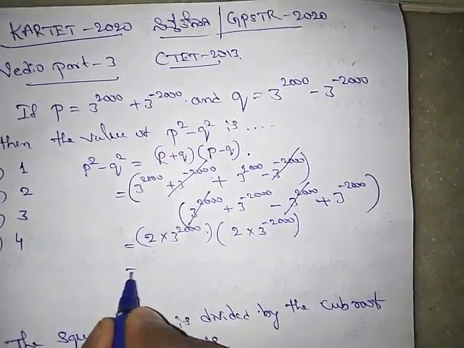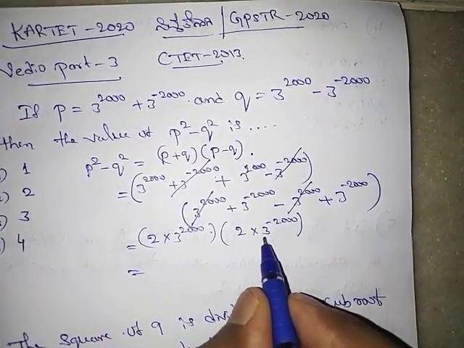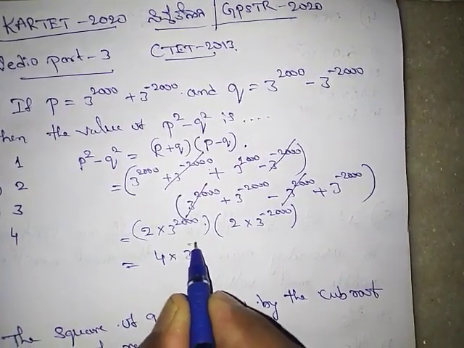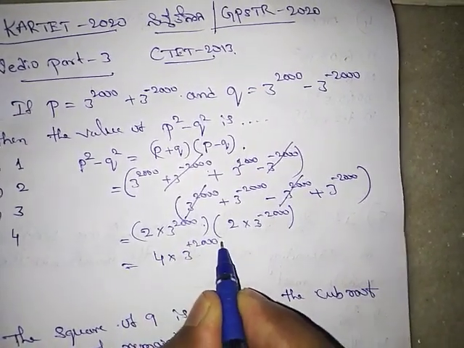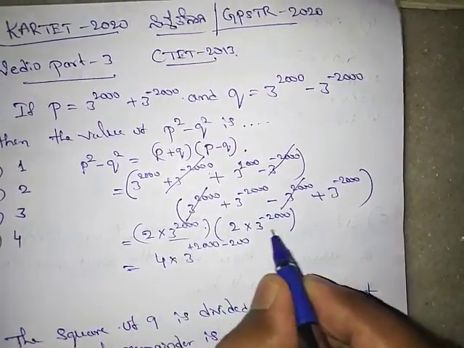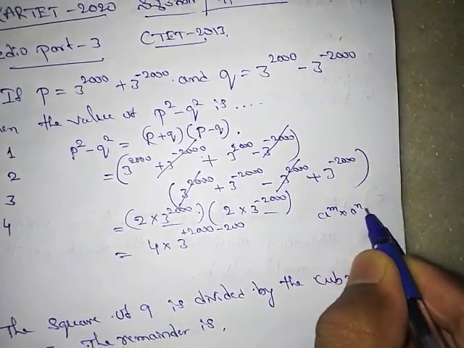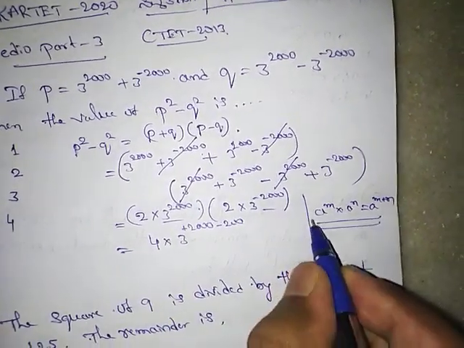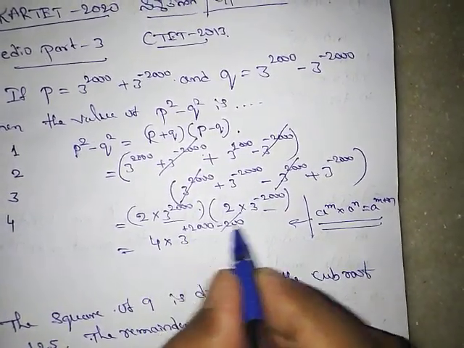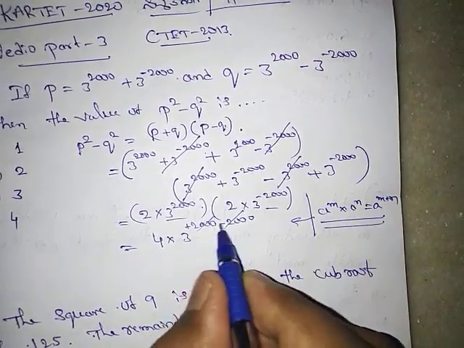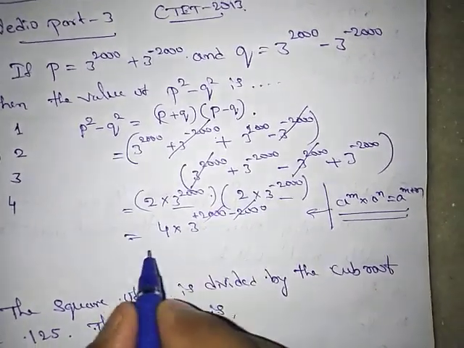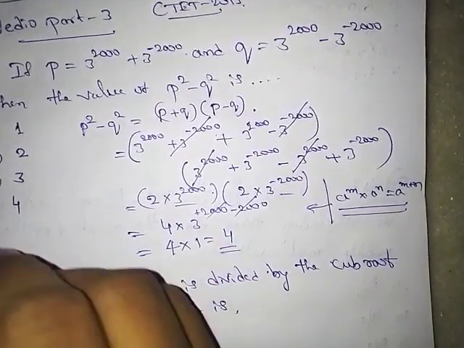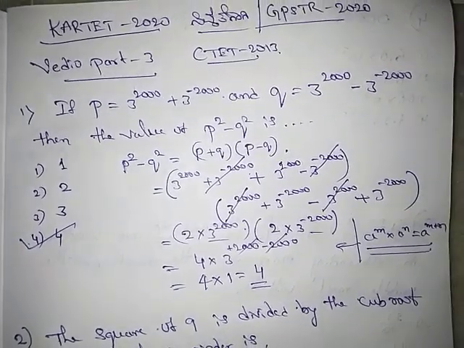Okay, so then you can write it as 2 2s are 4, and you know that for 3 to the power of 2000 and 3 to the power of minus 2000 you can add the powers. This is a to the power of m into a to the power of n is equal to a to the power of m plus n. You know this formula. By using that formula I write this. So 2000 minus 2000 gets cancelled, that means 0. 3 to the power of 0 means the value is 1, so 4 into 1 is equal to 4. That is your option 4, right?